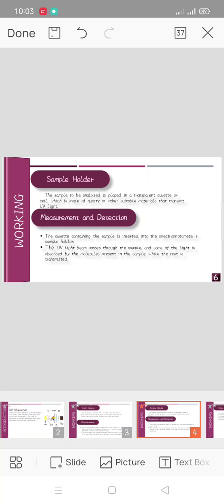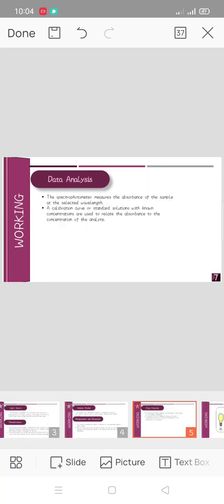Measurement and detection. Number 1, the cuvette containing the sample is inserted into the spectrophotometer sample holder. Number 2, the UV light beam passes through the sample, and some of the light is absorbed by the molecules present in the sample while the rest is transmitted.